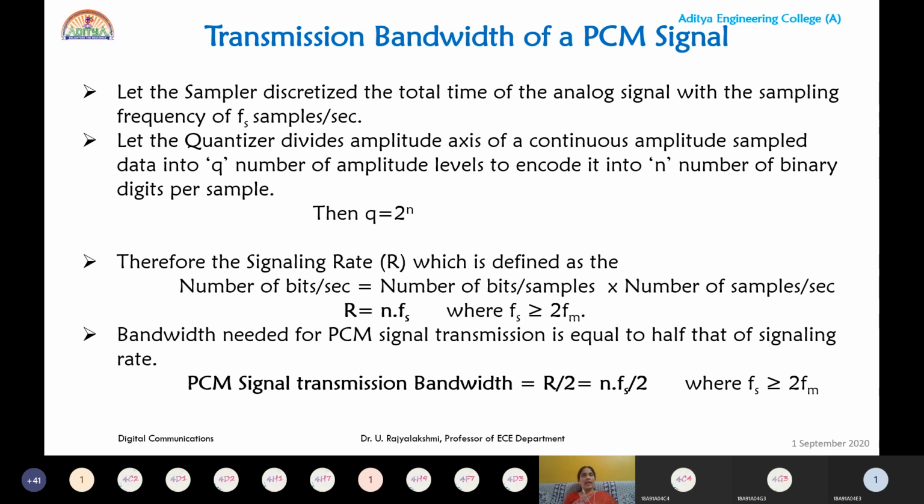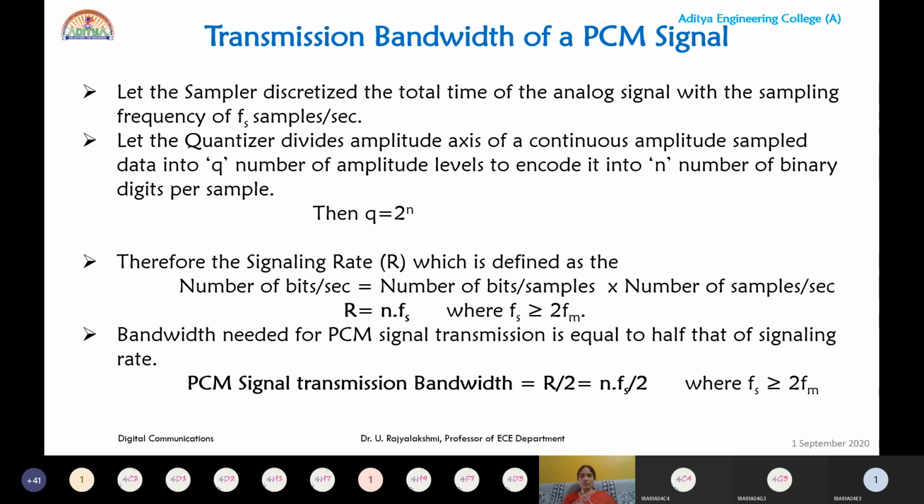In general, the bandwidth needed for transmitting the PCM signal is equal to half that of the signaling rate. So how much bandwidth do you need for PCM signal transmission? It is half that of the signaling rate, so nothing but R by 2. What is R? n into Fs. So you can say it as n Fs by 2.